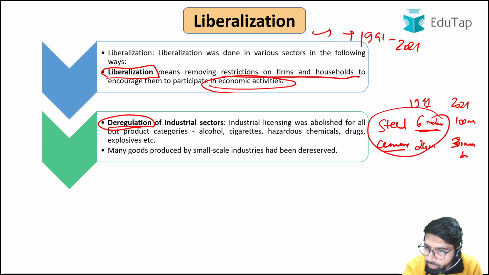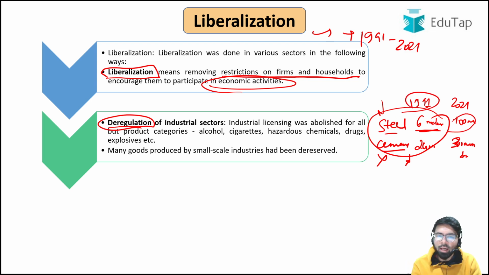So this was completely regulated. That is, the production amount was set, the limit was set, and the price at which the steel or the cement had to be sold was also set. But now all such restrictions were removed, and the government made it very clear that the prices of steel and cement, or the sectors wherever it is deregulated, would be determined by market forces. Since 1991, India has come a long way.